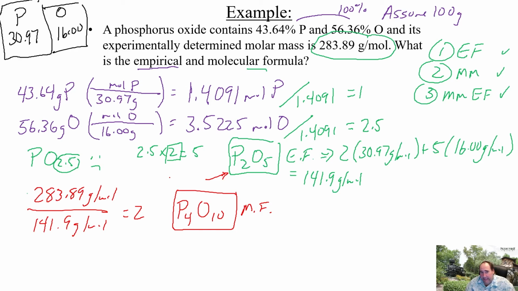So here we did have to calculate the empirical formula first, get the molar mass of it, and then calculate the molecular formula. And we're able to figure out our molecular formula from that. So this is probably the best way to approach it.